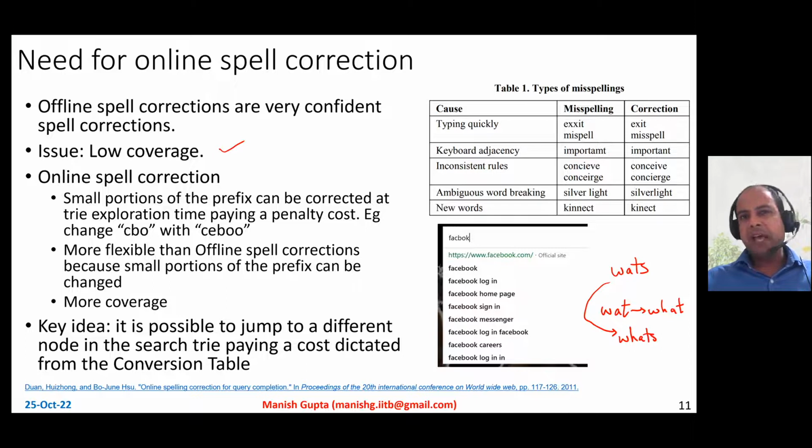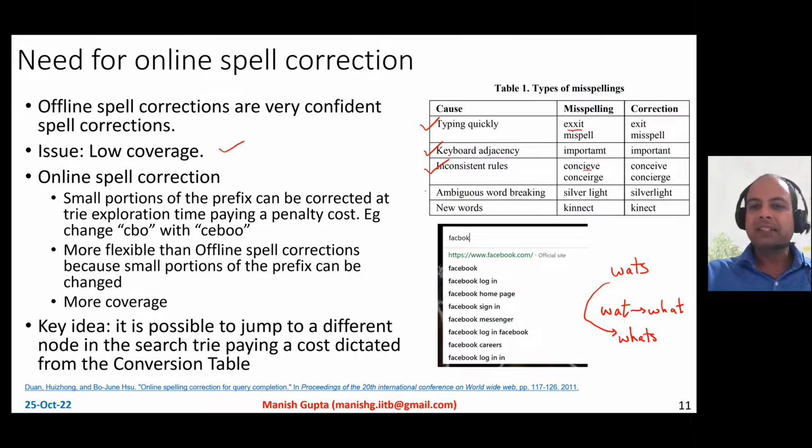Spelling mistakes happen when users are typing for a variety of reasons, like typing too quickly and therefore ending up typing some characters twice, right? It can also happen because of keyboard adjacency and the fat finger problem. So sometimes you end up typing TEH. That is also another popular mistake, right? Inconsistent rules: you may come up with mistakes because English is deceptive in nature. Sometimes you have IE, sometimes you have EI, and so on.